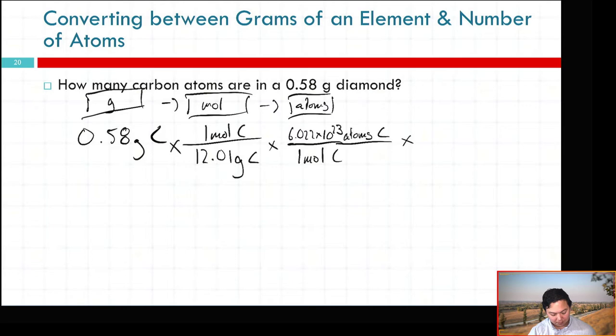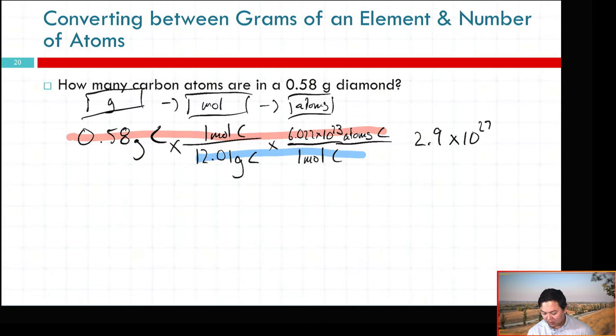What I'm doing there, at least on my calculator, you can do it several ways, is I always multiply across the top first, and then I just divide by what's on the denominator, or the bottom. And we get 2.9 times 10 to the 22 atoms of carbon.